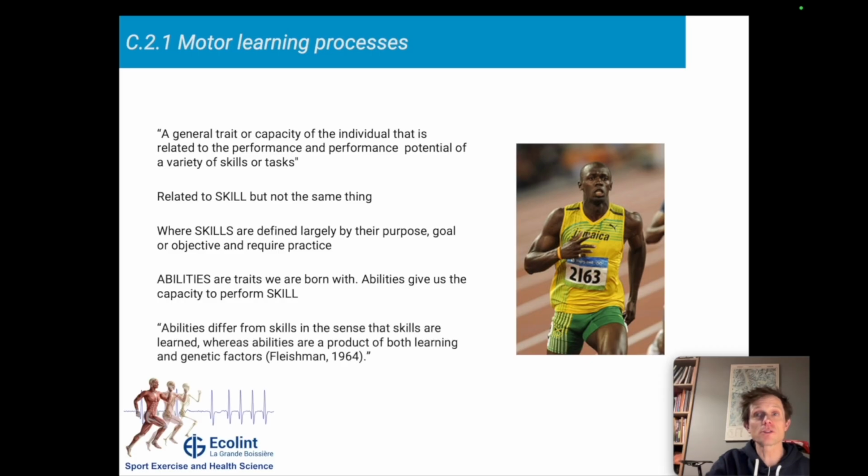Abilities differ from skills then because skills are learned. Abilities, however, are the product of both learning and genetic factors. Usain Bolt is an excellent example here. As the best sprinter the world has ever seen, he required a combination not just of skill but also the genetic abilities to be able to sprint at that speed. I could train for as long and hard as I like, and I'm never going to be as fast a sprinter as Usain Bolt because I just don't have the natural abilities that he was gifted with.